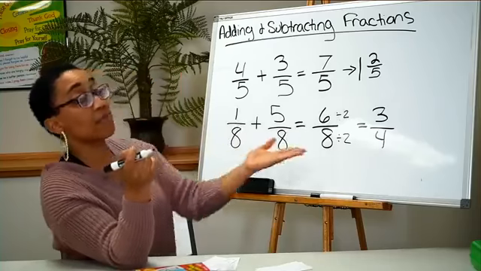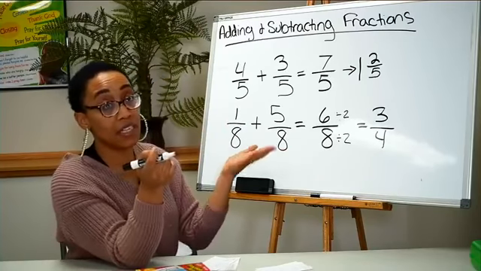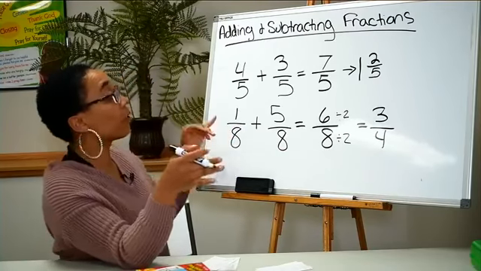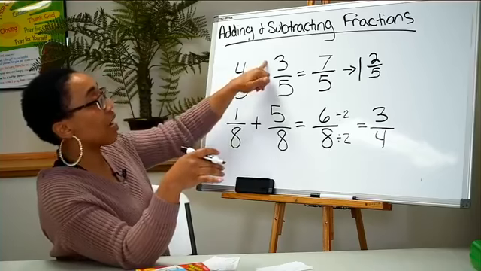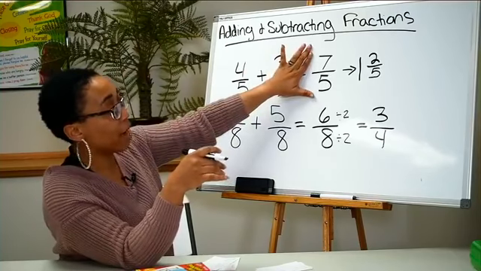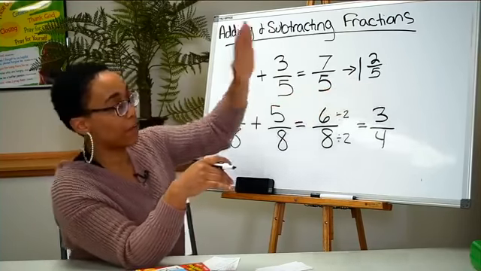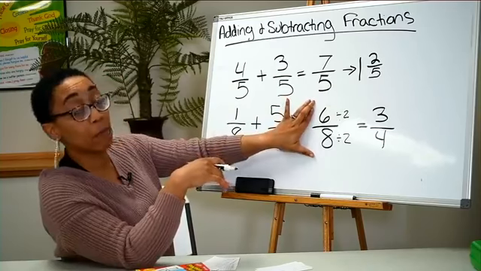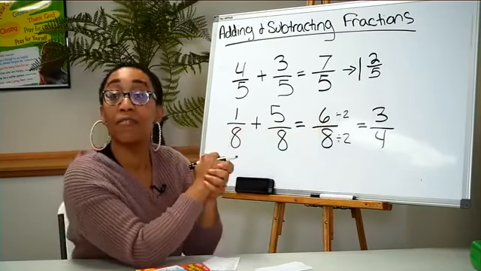So that is adding fractions with like denominators. It's pretty straightforward. When the denominators are the same, just add the numerators. If you come up with an improper fraction, turn it into a proper fraction. If you come up with a fraction that can be reduced, go ahead and reduce it.